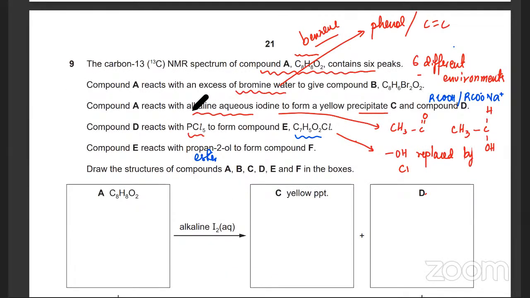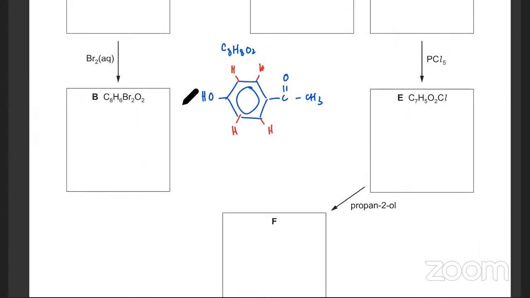He says that A reacts with alkaline aqueous iodine, and so there's another thing that he's saying: compound A reacts with bromine to give compound B. So 2 bromines getting added. So remember, OH is an activated benzene. So when it reacts with bromine, 2 bromines are going to get added at positions 2, 4, and 6 because it's activated. So that is what is going to happen.